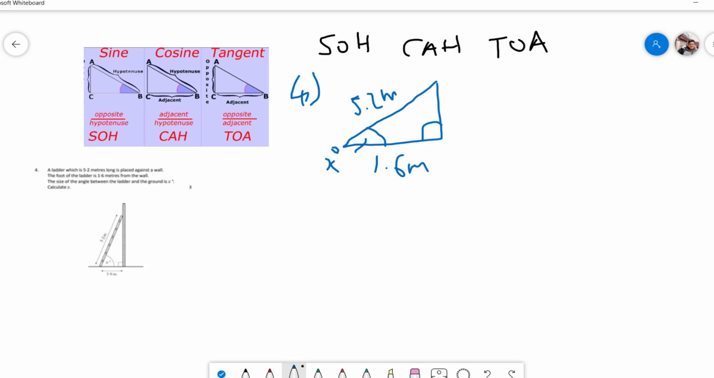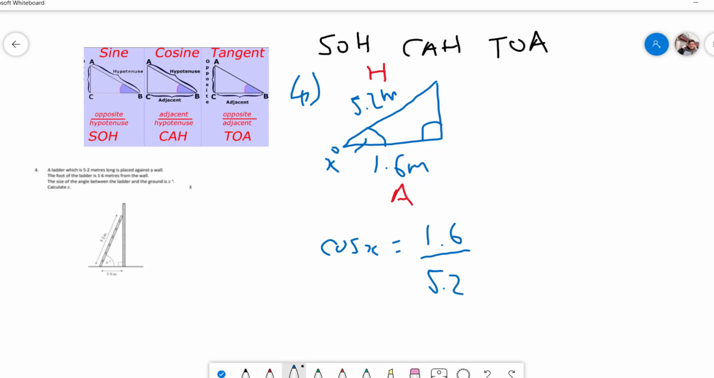So again, label what we have. We don't have the opposite this time, but what we do have is the hypotenuse, which is the longer side, and therefore we have the adjacent. So what formula consists of A and H? Well, that's the cosine formula, which is simply adjacent over hypotenuse, otherwise known as CAH. So now we can get on to finding what x is. So we can say cos of x is equal to 1.6, which is A, over H, which is 5.2.